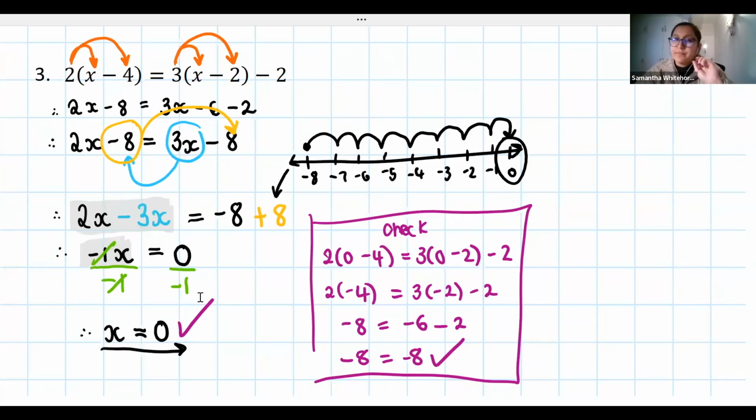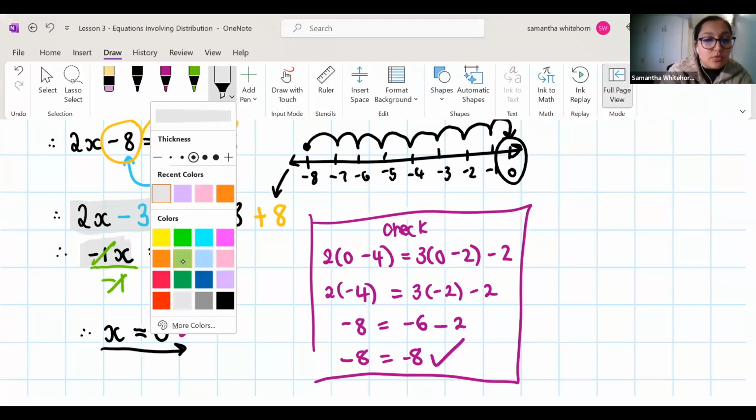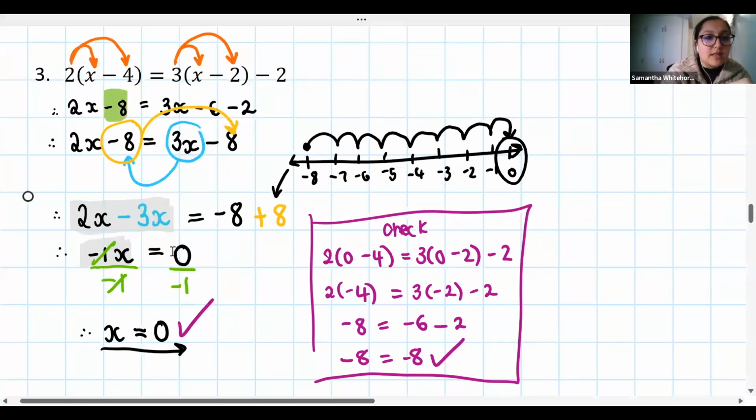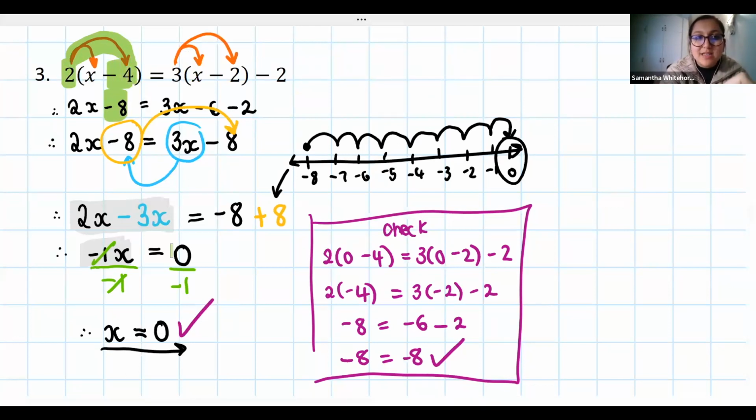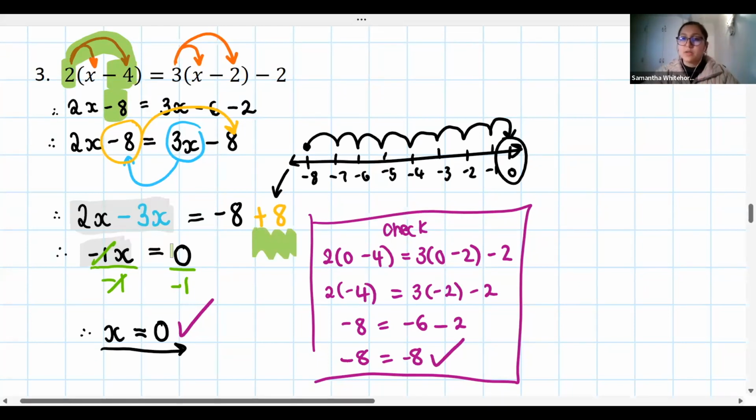Maluleka, not too sure where you're asking me how did I get -8. I think you mean right at the start here, this -8. That has come from me saying 2 times -4. A positive times a negative is a -8. I want to then bring that over to the right-hand side. And so when I do that, it becomes +8. So I hope that's what you mean.